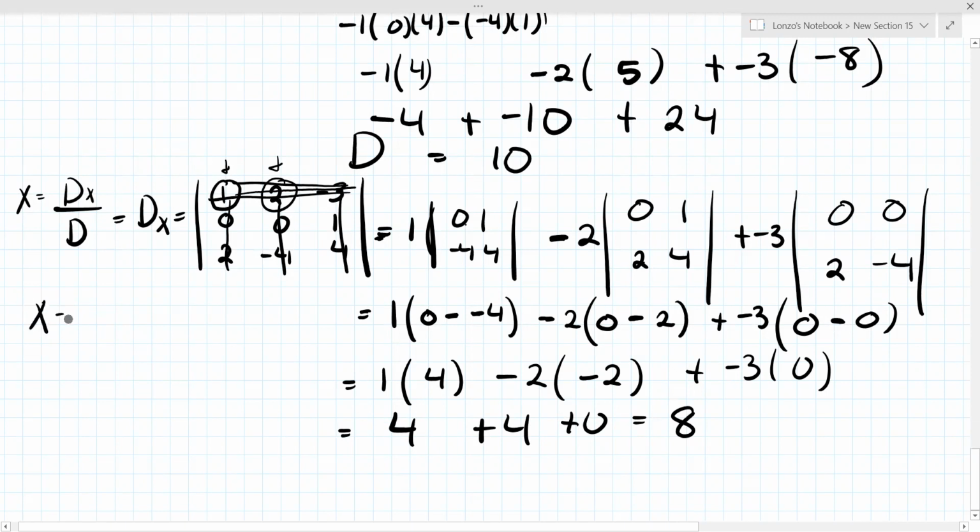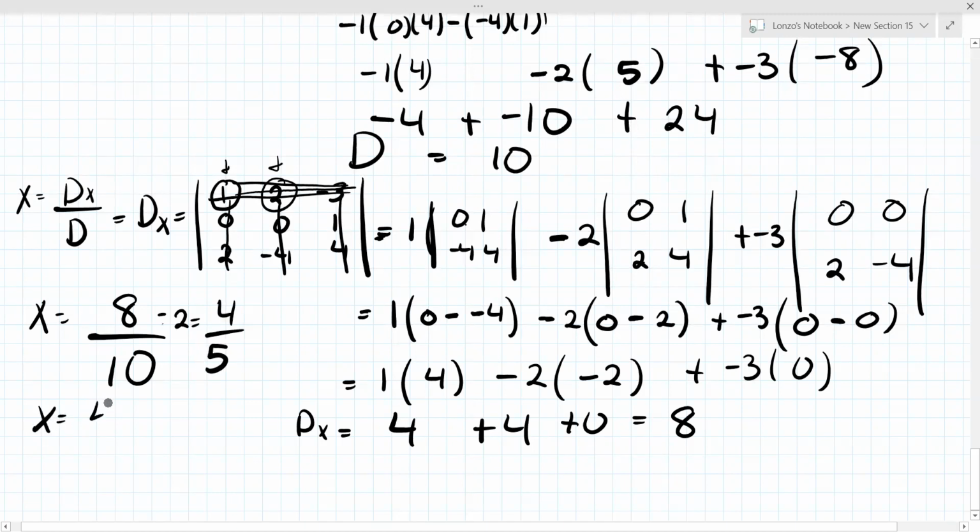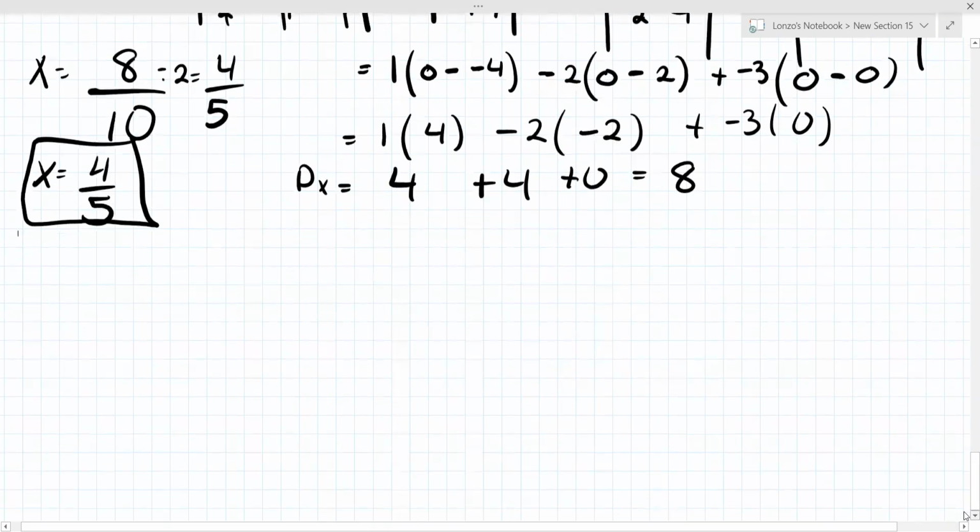So this is the determinant in respect to x, which is 8, over the regular determinant, which is 10. And then that could be reduced by at least 2. 8 divided by 2 is 4, and then 10 divided by 2 is 5. So your x value is going to be 4/5. Okay. So we found the x value. Now let's do the same process to find the y value.